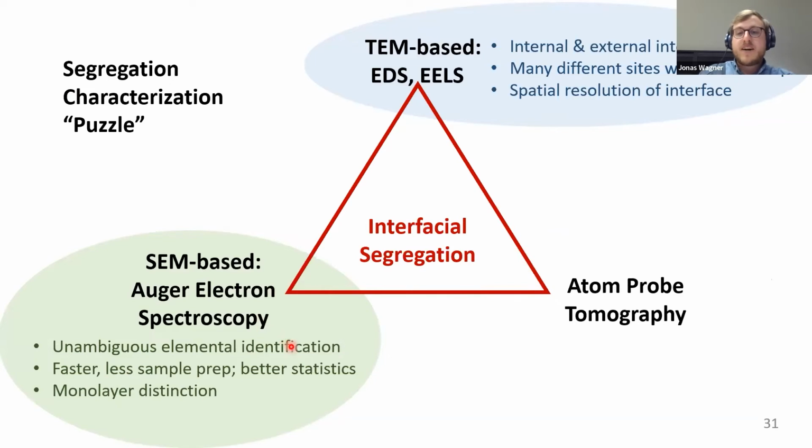It is, of course, faster. It requires less sample prep than the other techniques. That allows me to get better statistics on my samples. Also, with the angle-resolved Auger, I have the ability to make this monolayer or atomic, very thin film distinction. Let's say a few angstrom versus a few nanometer, which would be difficult in the other techniques.